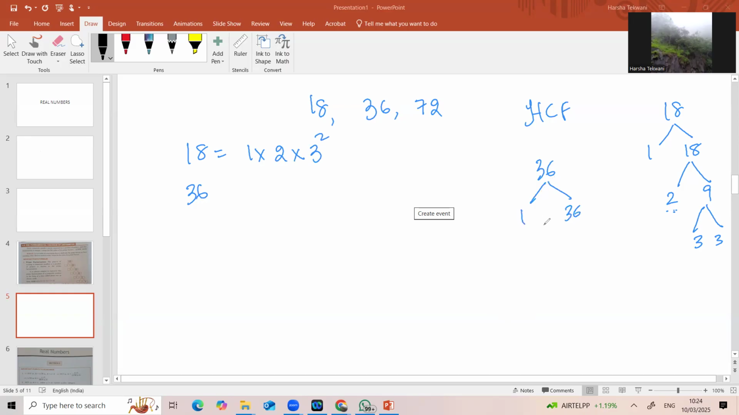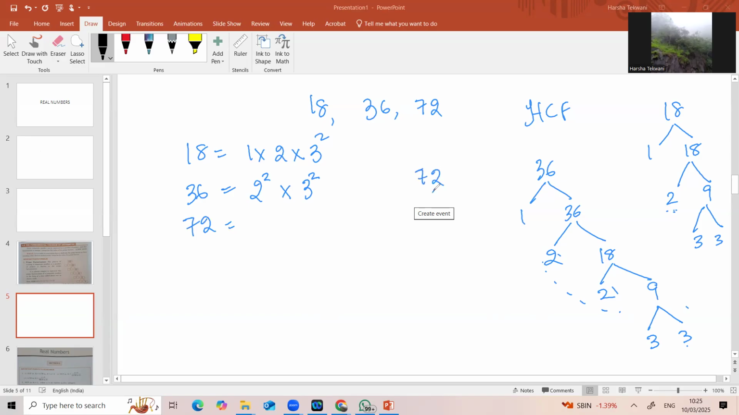1 36s are 36, that doesn't matter. Actually, you don't even have to write this. Next, 2 18s are 36, 2 9s are 18, and 3 3s are 9. Did you notice that you have 2 square into 3 square? Yes, these are the prime factors. All right, last number, 72.